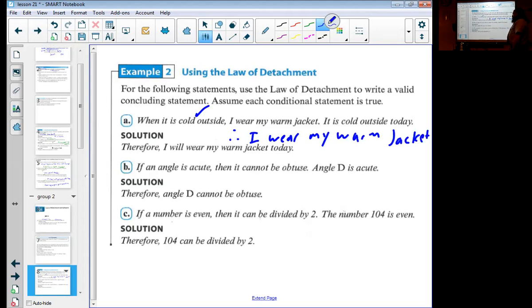If an angle is acute, then it cannot be obtuse. Angle B is acute. So our first part is true, therefore our second part, our conclusion, has to be true. If our hypothesis is true, then our conclusion has to be true. Angle B is not obtuse.